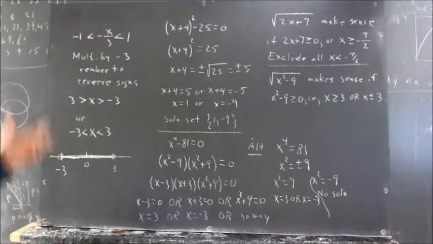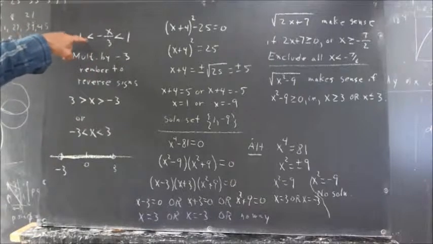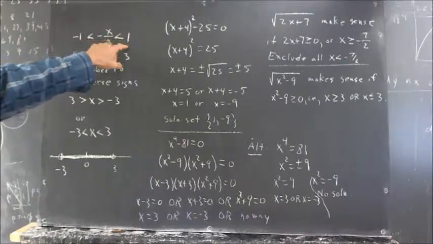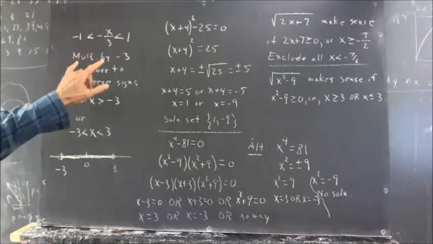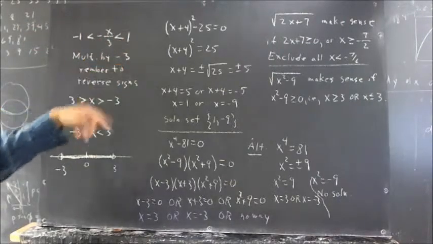One more example from the quiz, or from the homework. The inequality -1 less than negative x over 3 less than 1. How do we solve this inequality? We multiply through by -3.